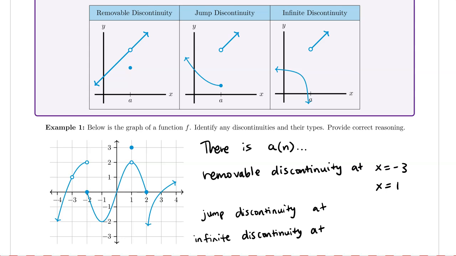All right, so notice that we have a jump discontinuity happening here at x equals negative 2. And then finally, we have an infinite discontinuity at x equals positive 2. So those are the locations of our discontinuities and the types of discontinuities that are occurring.